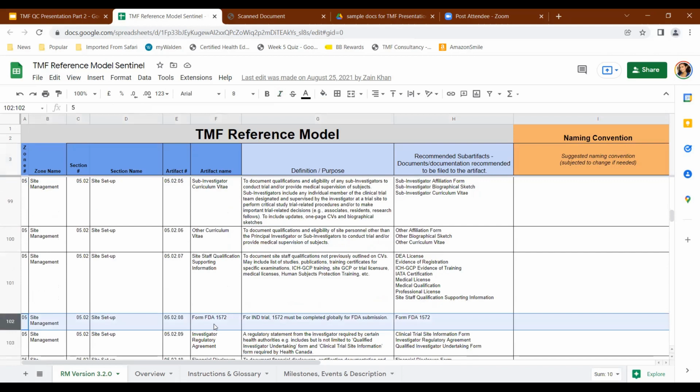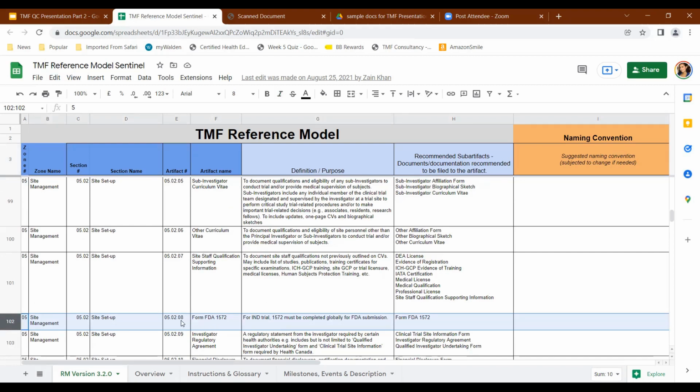Realistically, nothing else will be filed in this little folder, just 1572s. Now, if any changes happen to the address, or to who's on the study, it has to be redone and re-signed by the PI. So that is something to note, that you should have multiple 1572s, especially if it's a long study. It's not outrageous to only have one, but that means that they didn't really change anything.